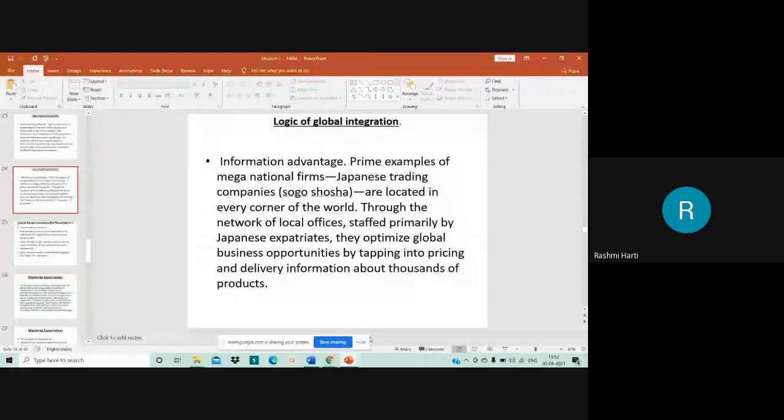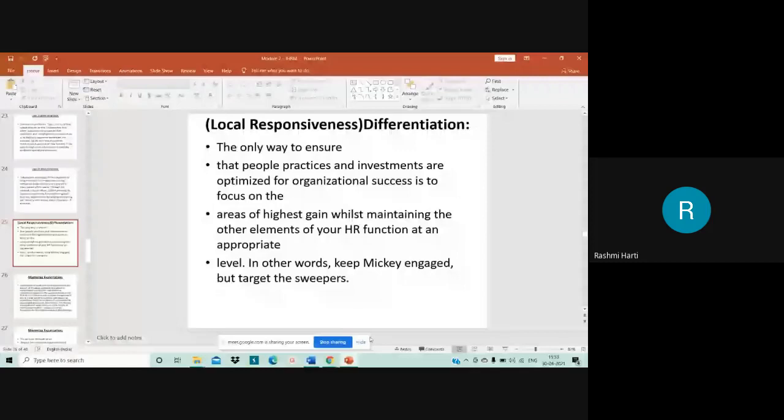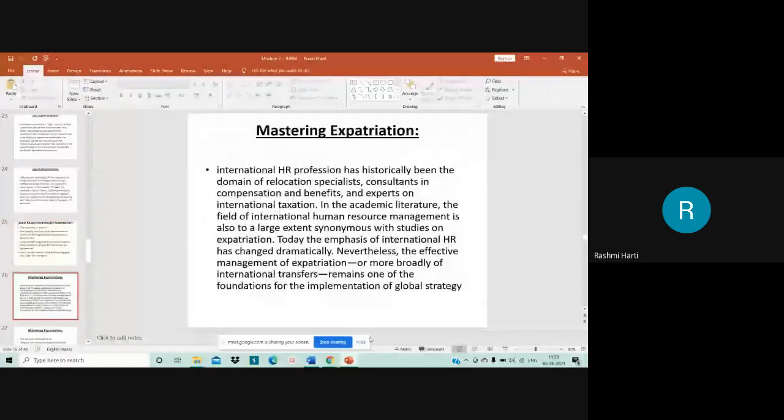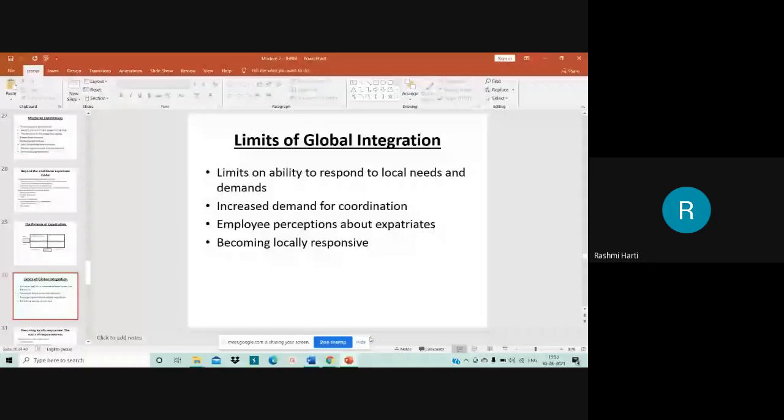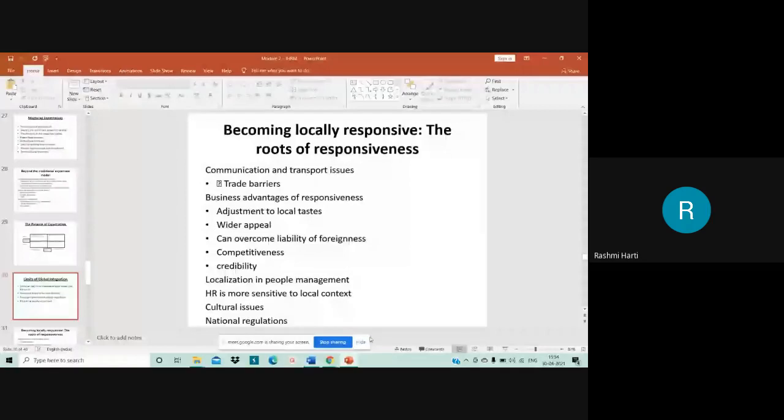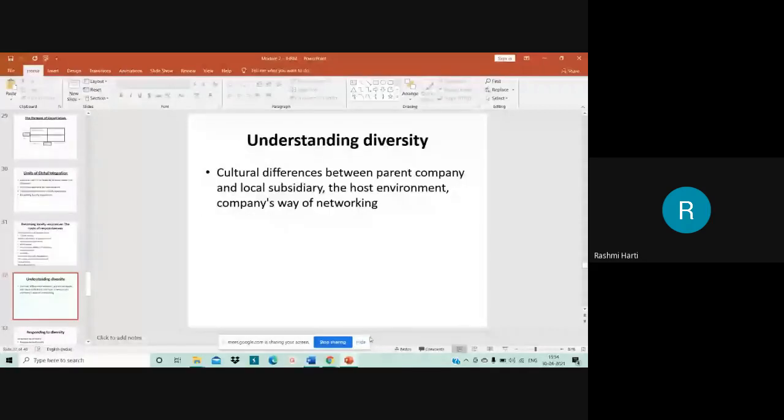Then you have differentiation, that is you becoming locally responsive. That is what I explained yesterday. Then mastering expatriation beyond traditional expatriation, purpose of expatriation, limits of global integration. Any doubts in this, my dear students? Becoming locally responsive. Any issues in understanding all this?